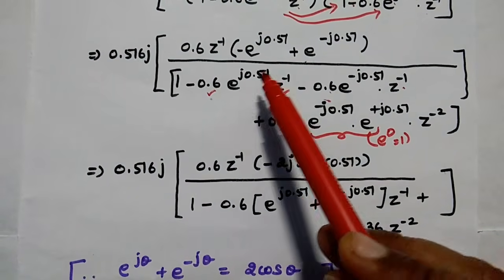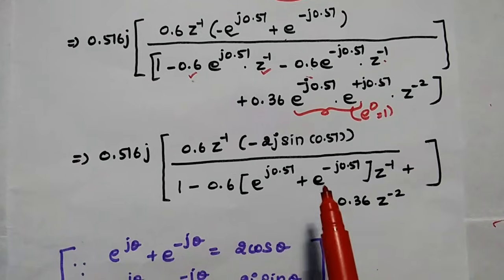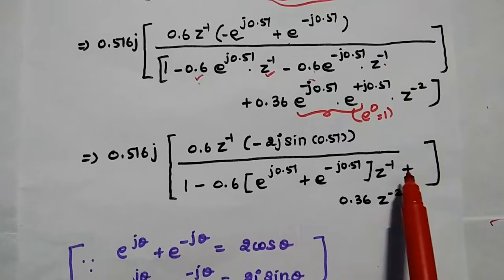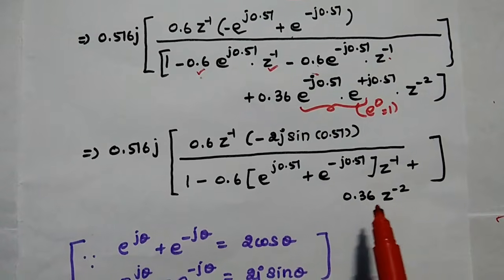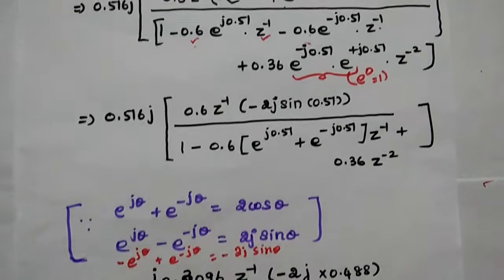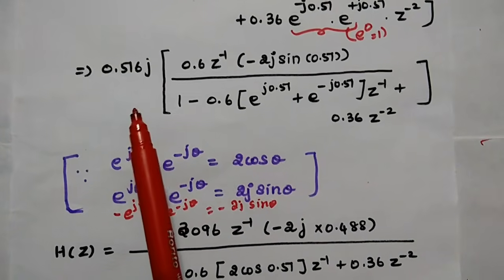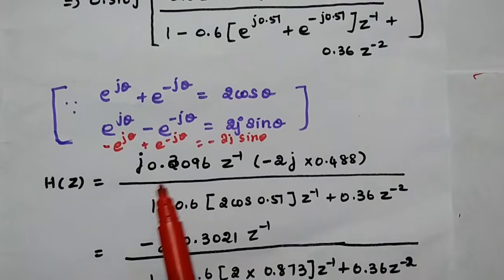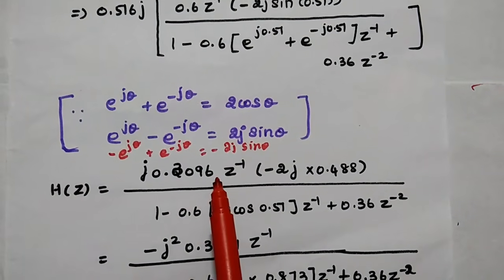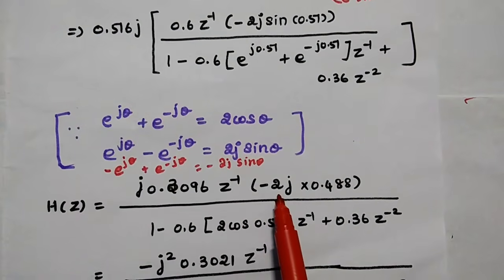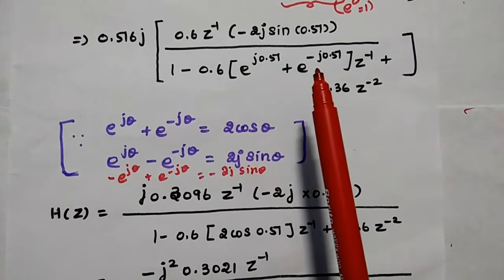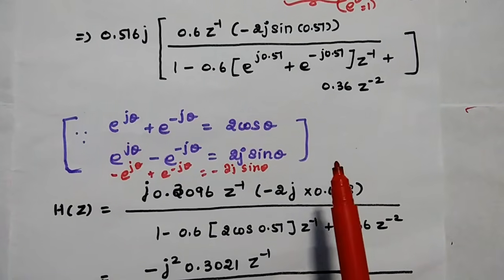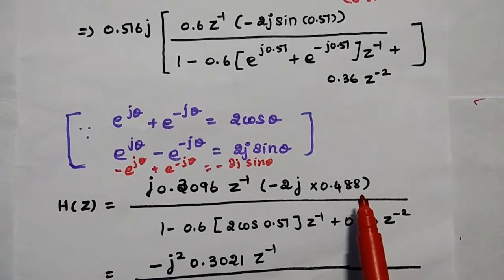0.6 of e power plus j 0.51 plus e power minus j 0.51 into z power minus 1, plus this term becomes 0.36 z power minus 2. Then we have to multiply this 0.516 with this 0.6. Then this term becomes j 0.3096 z power minus 1 into minus 2j sine 0.51, whose value is 0.488. Okay, sine of 0.51 value is 0.488.